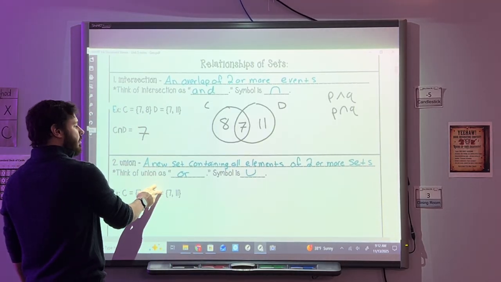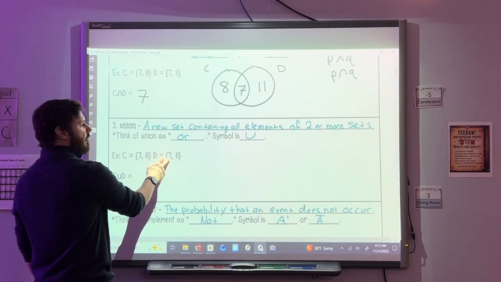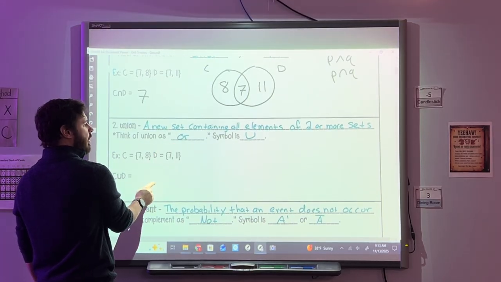A union is a brand new set that contains all elements of 2 or more sets. This is an OR statement.